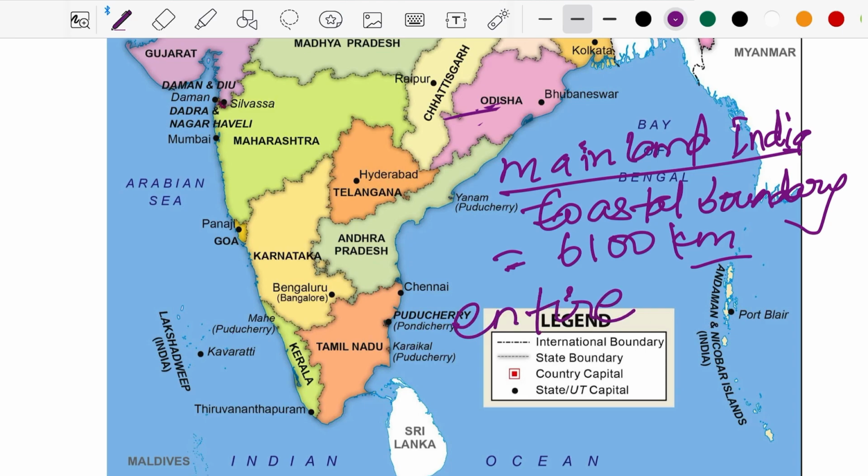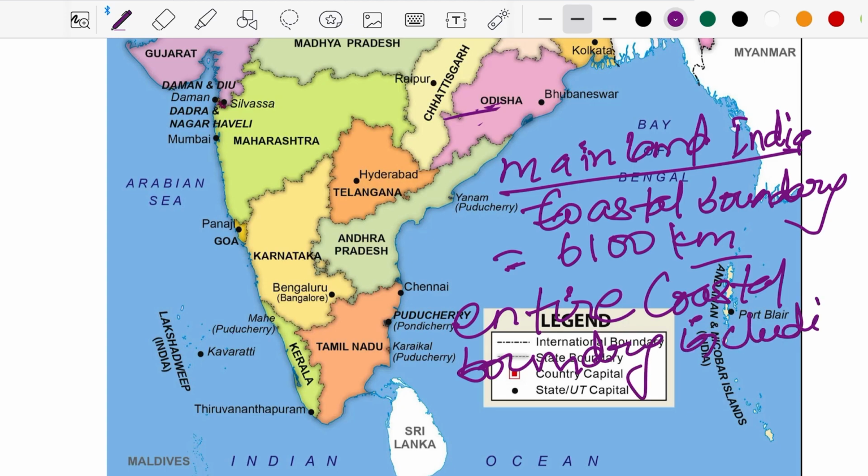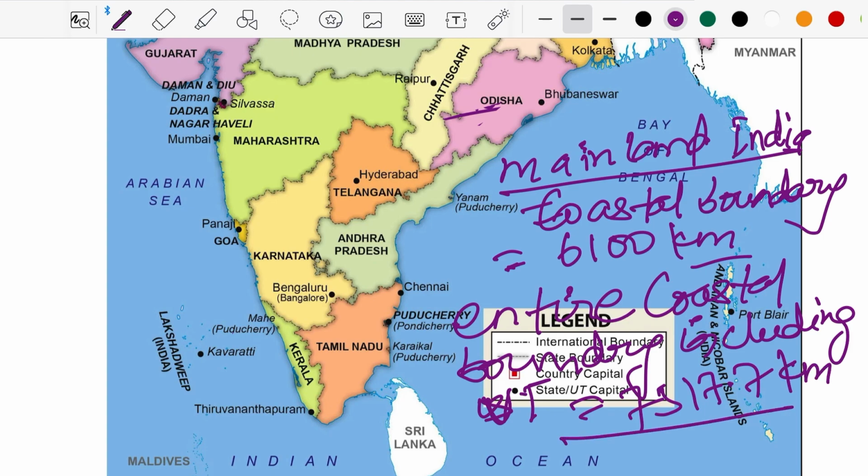Now if we talk about the entire coastal boundary, including the islands and the UTs, it has 7517.7 kilometers. So this is what it is.